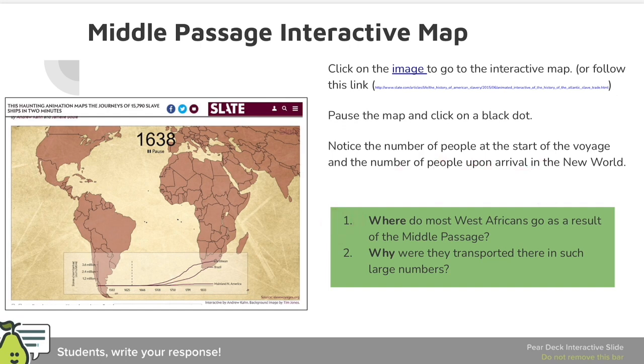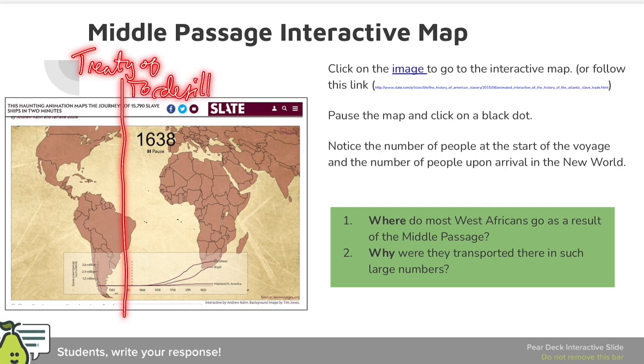So now move on to question 1. Where do most Western Africans go as a result of the Middle Passage? So where are they being taken by the Europeans? The West Indies, also known as the Caribbean, so right here, and then Brazil, which we know Brazil was colonized by which European country? Portugal. Now, what gave Portugal the quote unquote right to colonize Brazil? The Treaty of Tordesillas, exactly right. And the rest of the Americas were designated for Spain.